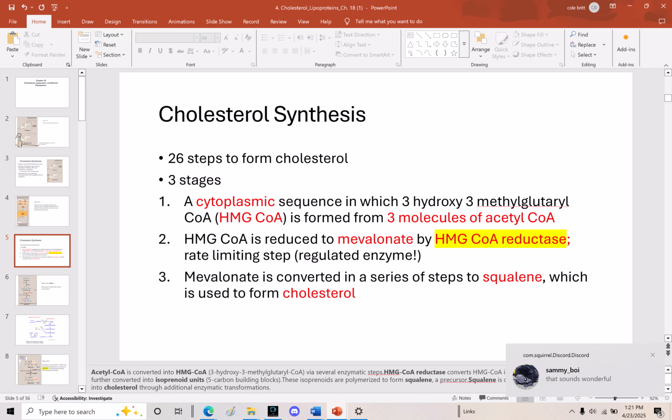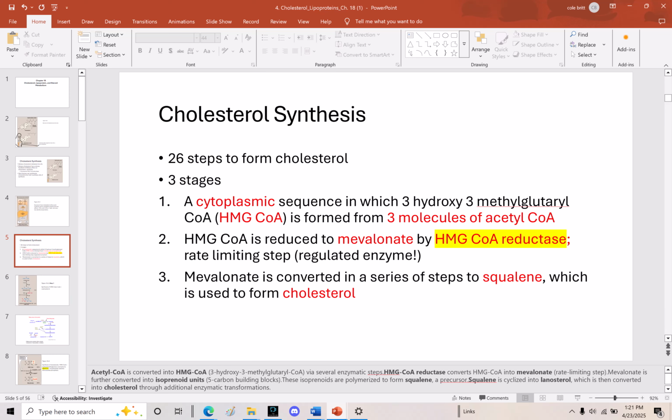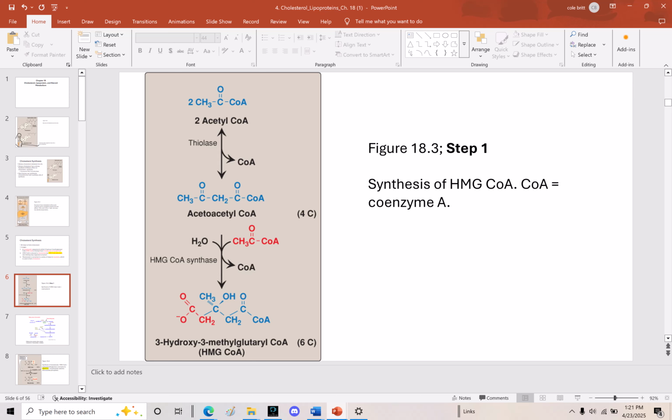Here's a textbook picture. Here's 2 acetyl-CoAs. You add essentially another, I'm trying to see how they did this in here. Here we have another acetyl-CoA coming in here, and then you use 3 acetyl-CoAs. Here's 2 acetyl-CoAs, here's another acetyl-CoA, and so this HMG-CoA, it's written down here, HMG-CoA is made from 3 molecules of acetyl-CoA.